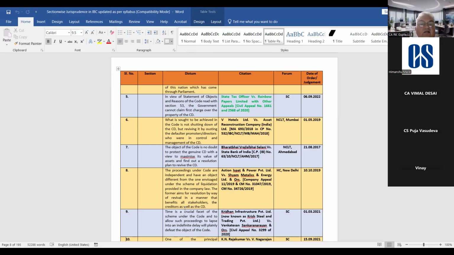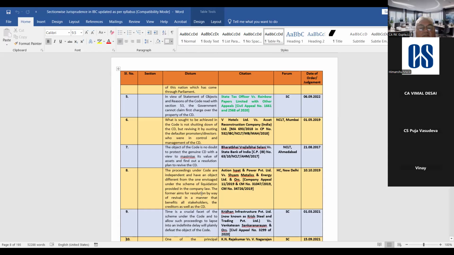So what is the idea? Not to shut it down, but to revive it by ousting the defaulter promoter directors who were in control and management of the CD. So they say, let it be handled by a regulated private professional, because this insolvency professional is not a government officer. He is a regulated private insolvency professional. The object of the code is no doubt to protect the genuine CD with a view to maximize its value of assets and find out a resolution plan to revive the CD.